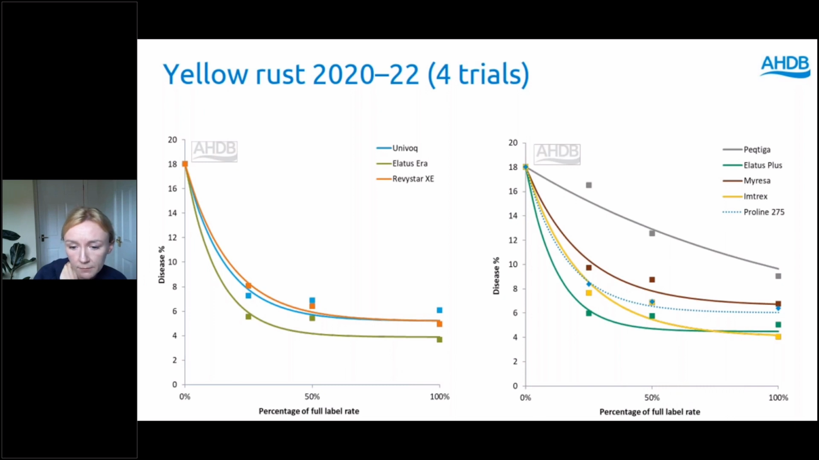But you can't deny, looking on the right hand side there, where you have straight Imtrex, straight Myrica, and the straight Pectiga as well, looking at their various responses there, that the Imtrex and the Myrica are still giving good, if not moderate control. So that's why you have those mixtures with Univoc and Revistar. It's the extra chemistry in there that gives you that added boost in terms of yellow rust control.